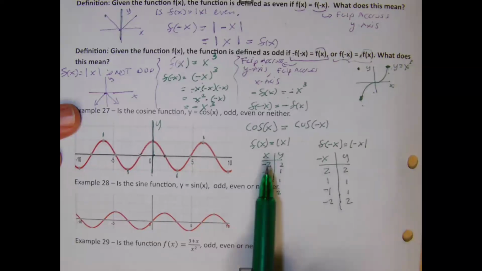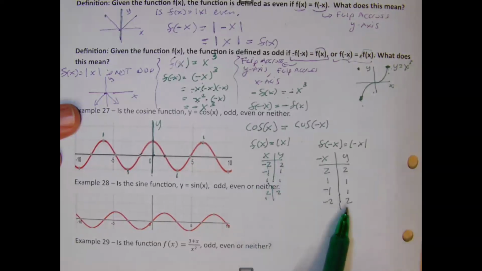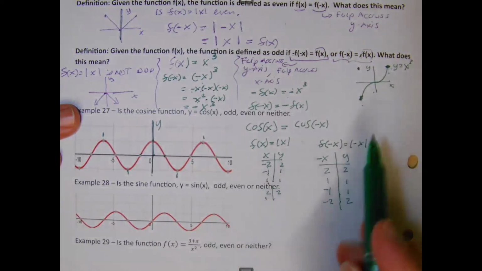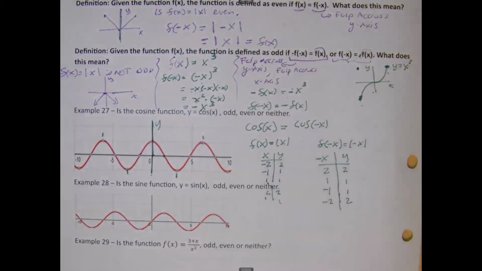And there you go. Before -2 went to 2, -2 goes to 2. Before -1 went to 1, -1 goes to 1. Before 2 went to 2, well 2 does go to 2. 1 goes to 1. Yeah, 1 does go to 1. So nothing's happened, nothing's changed, and that's what makes it even.